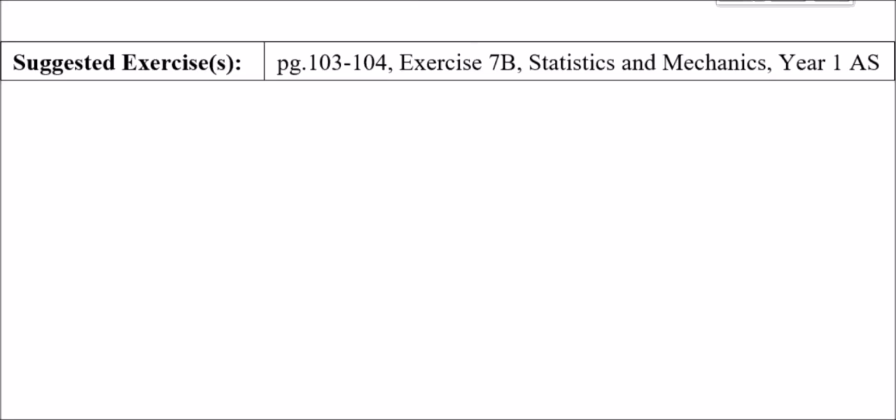So as ever, it's over to you now. I'd like you to go to page 103 and 104, exercise 7b in the statistics and mechanics book. This will give you plenty of opportunity to practice these skills and get your head around them. Try every single question from this exercise.